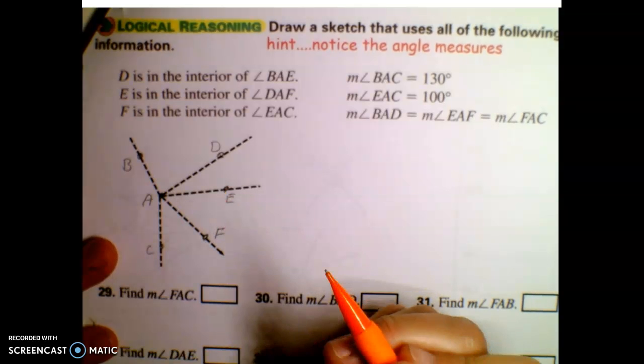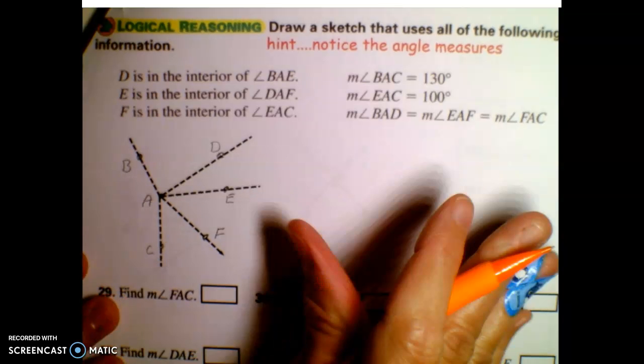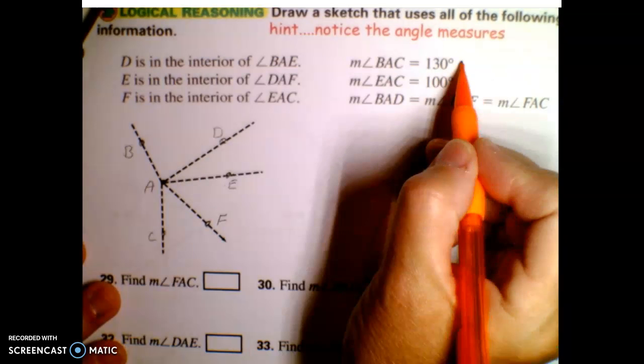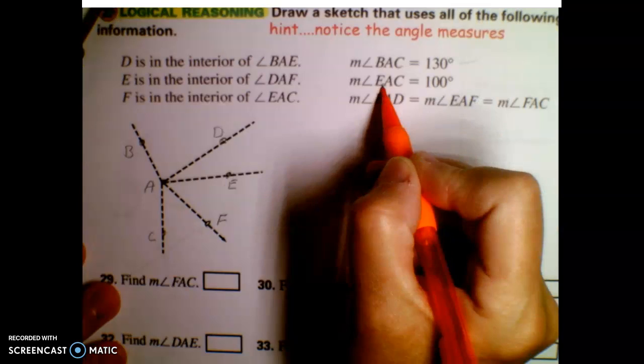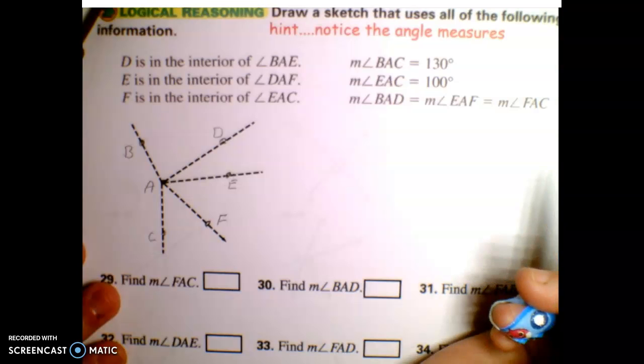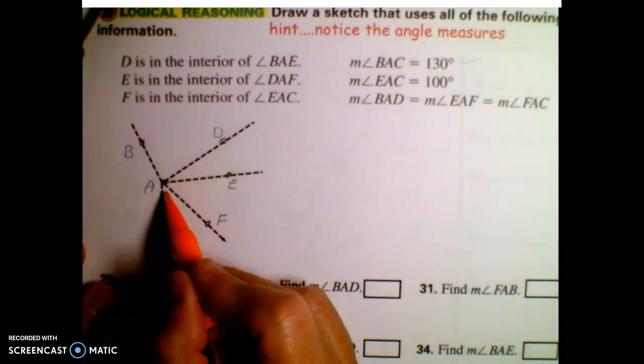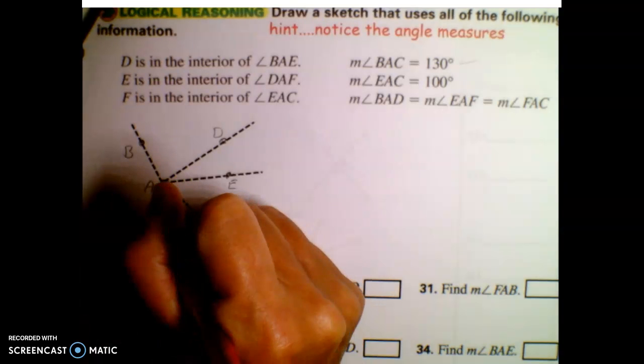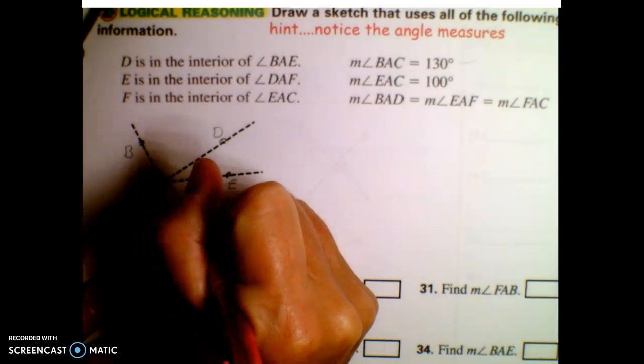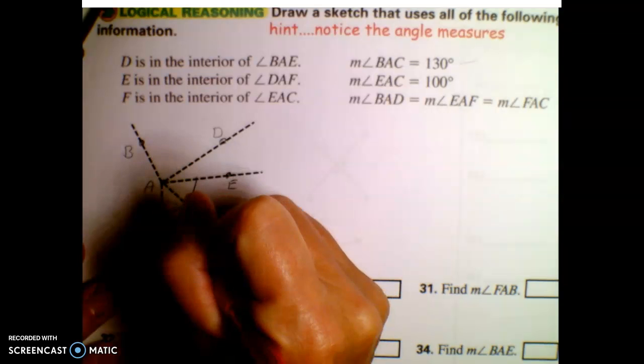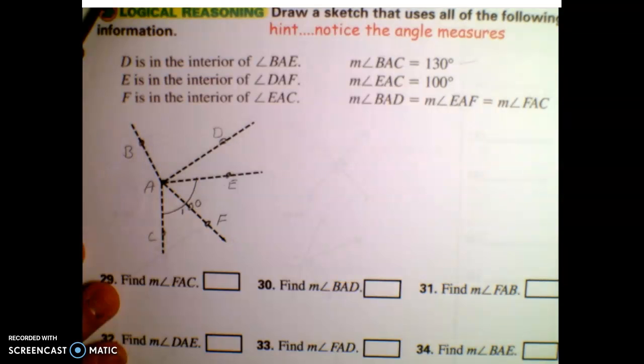All right, so here's where it's going to get a little bit confusing. I'm going to skip this one for right now. And I'm going to say EAC is 100 degrees. So I know EAC is 100 degrees. And I'm going to put this arc mark on right across here. And I'm going to label that 100 degrees.